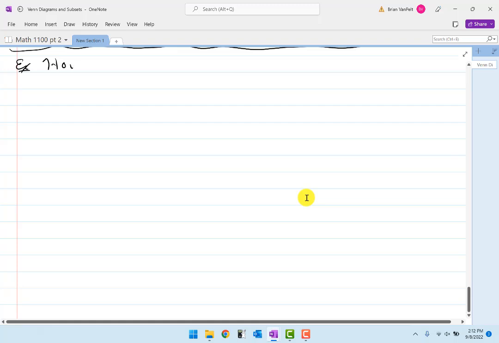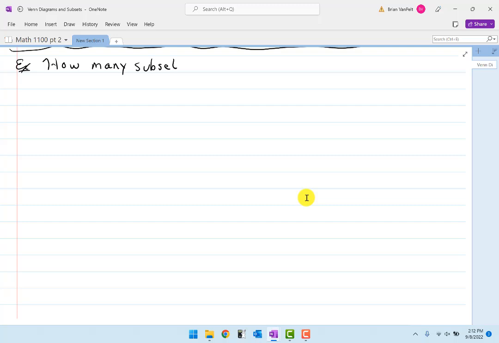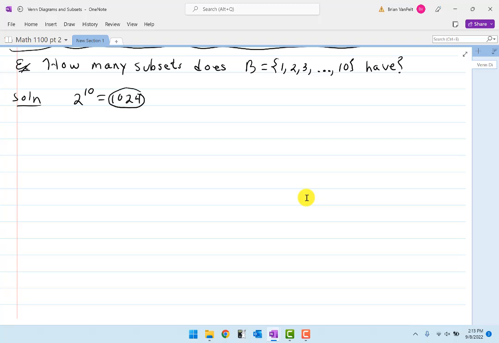How many subsets does B equal 1, 2, 3, up to 10 have? And the answer to that, we have 2 raised to the 10th power, which equals 1024. We have 1023 proper subsets.